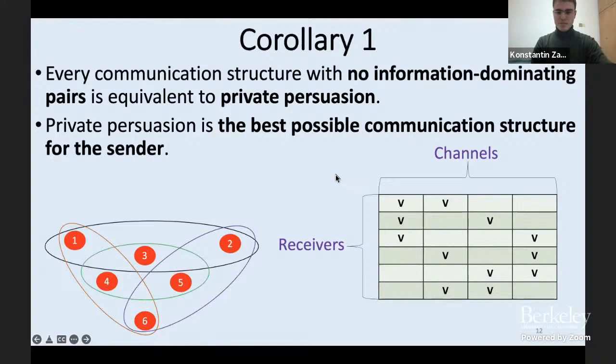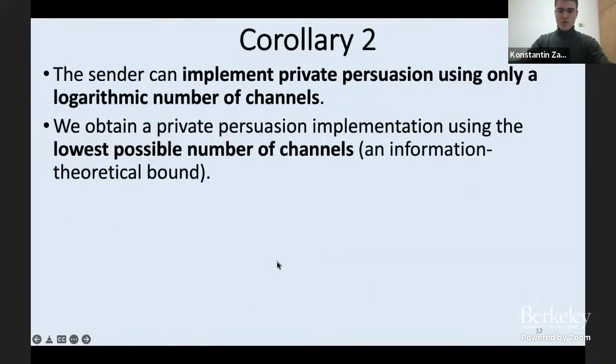It also follows from our main result that a number of channels which is logarithmic in the number of receivers suffices for the sender to implement private persuasion, which is an exponential improvement compared to the naive implementation of private persuasion. And also our construction achieves the information theoretical lower bound on the number of channels required to implement private persuasion, and not only asymptotically, but also exactly.